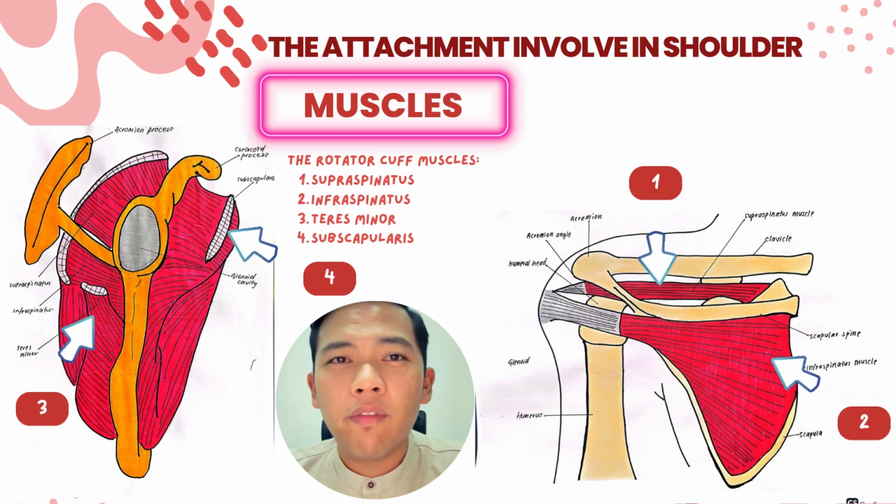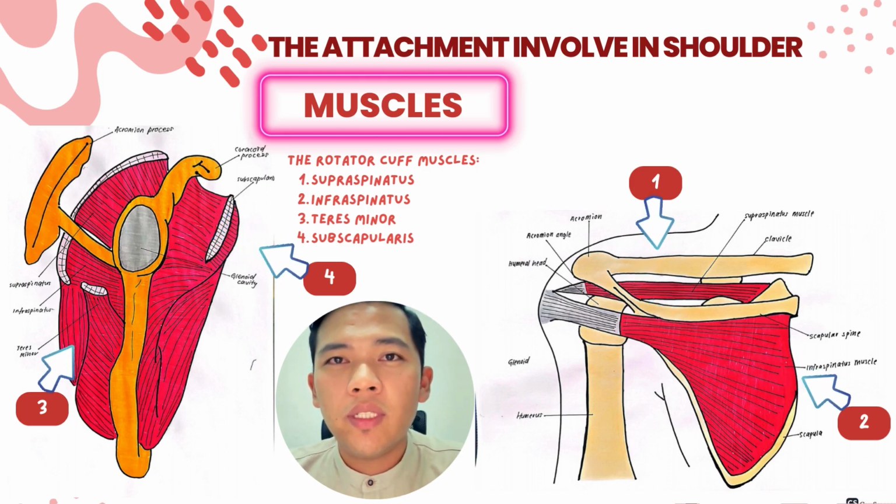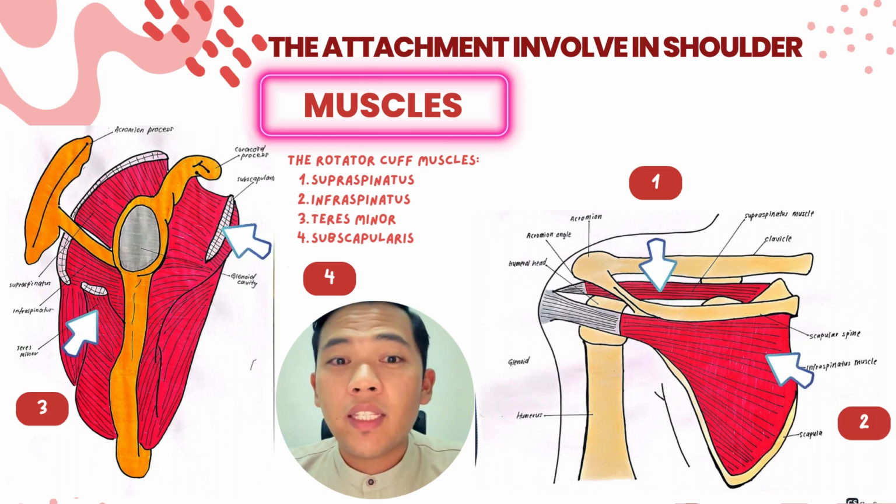So for today, I would like to dive into the fascinating world of the shoulder muscles. The shoulder joint, known for its incredible range of motion, is supported and moved by a complex network of muscles. Let's explore these muscles and their roles in shoulder movement and stability.